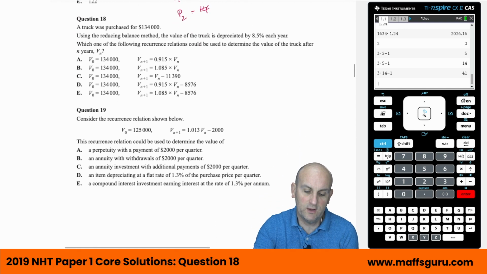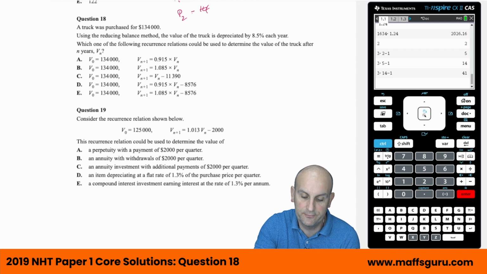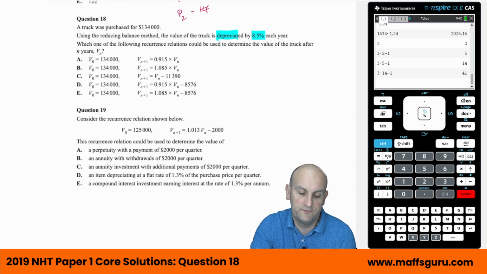Question number 18, a truck was purchased for $134,000 using a reducing balance of 1/3. The value of the truck is depreciated by 8.5% each year. It's depreciated by 8.5% each year. Which one of the following recurrence relations could be used to determine the value of the truck after n years?